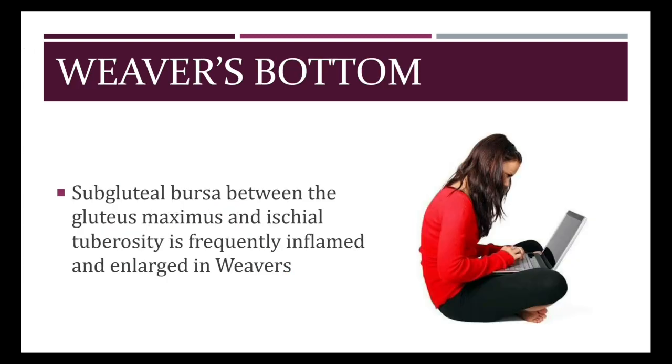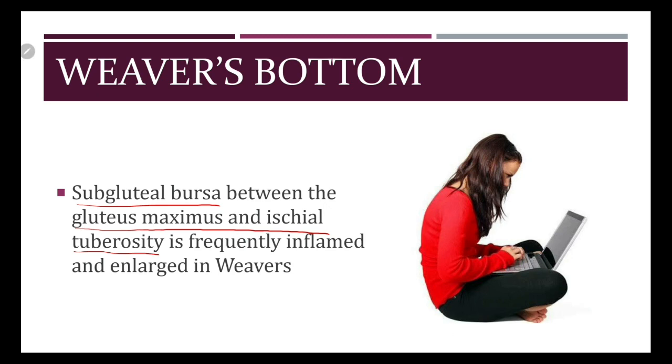Next is the clinical part of the hip joint. First is the Weaver's bottom. The subgluteal bursa between the gluteus maximus and ischial tuberosity is frequently inflamed and enlarged in people whose profession requires long periods of sitting. For example, Weaver's, leading to clinical condition called Weaver's bottom.